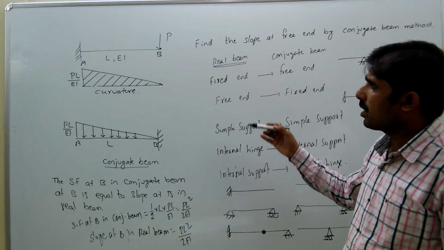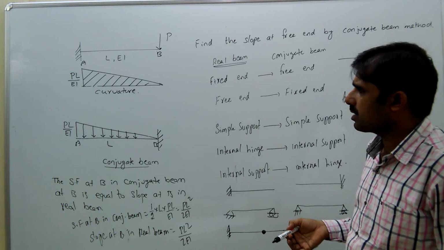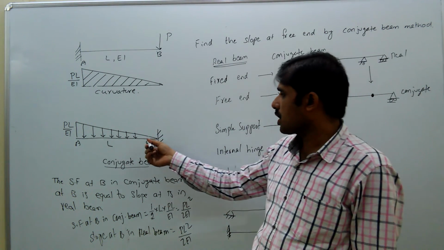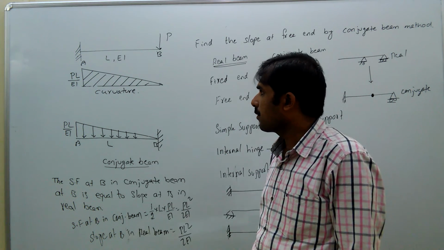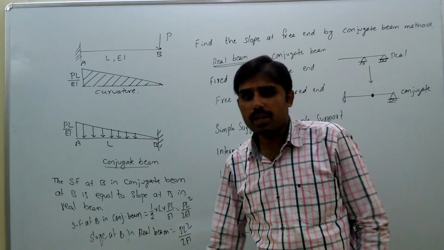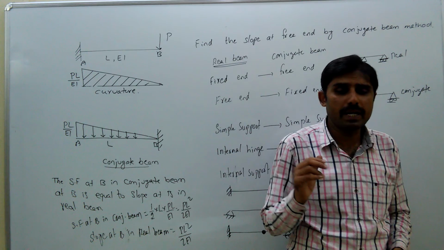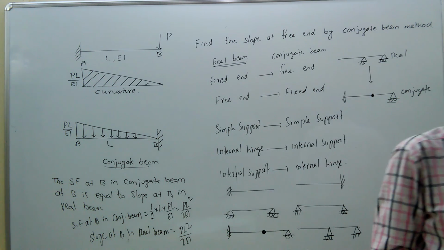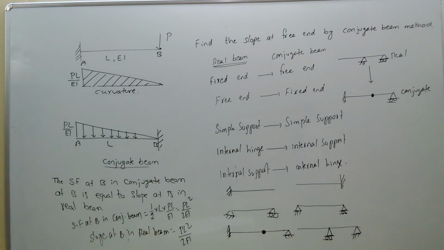Similarly, if you want to calculate deflection at any point, the bending moment in the conjugate beam represents the deflection in the real beam. So shear force represents slope and bending moment represents deflection in the conjugate beam method.